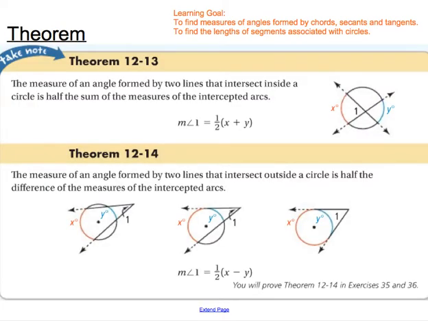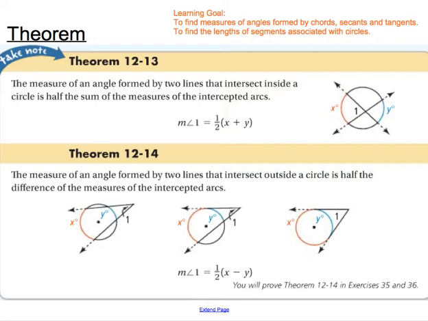So let's take a look at our first theorem. These two theorems give us the formulas required in order to find the angle measures associated with lines that intersect circles. Theorem 12.13 gives us the formula to find the measure of an angle created by two lines that intersect inside the circle. When two lines intersect inside the circle, we take the sum of the two intercepted arcs and divide that by 2. Theorem 12.14 gives us the formula for how to find the angle measure associated with lines that intersect outside of a circle.